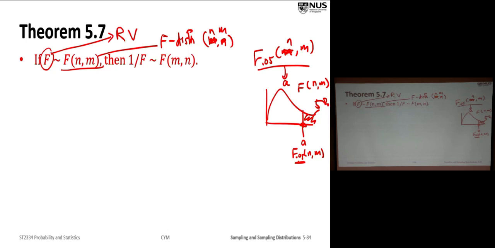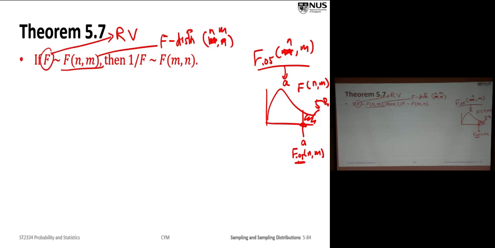So this is the notation that we use in these few chapters. Here, capital F stands for a random variable. If we have F with brackets with two arguments, they refer to the parameters or the degrees of freedom of this F. So F bracket N, M refers to an F distribution with degrees of freedom N and M. All right?